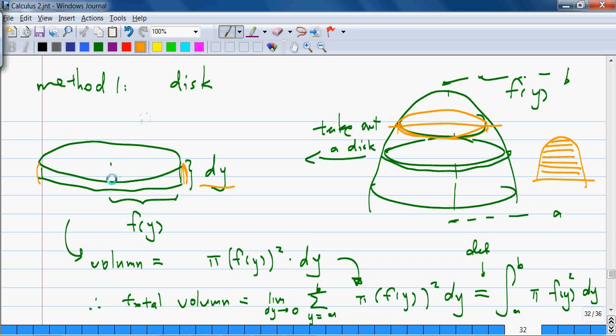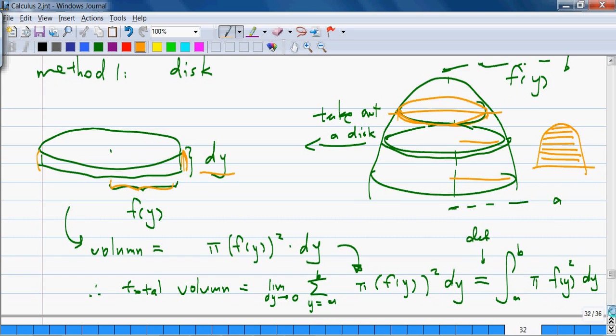But then the disks will have different radii, and the radius is changing when f(y) is changing, when the function is changing. So we call this radius f of y, and the radius basically changes as y changes. The way to calculate the total volume is to sum up the volume of these small disks, and then take the limit as the disk height, or the disk thickness, goes to 0.